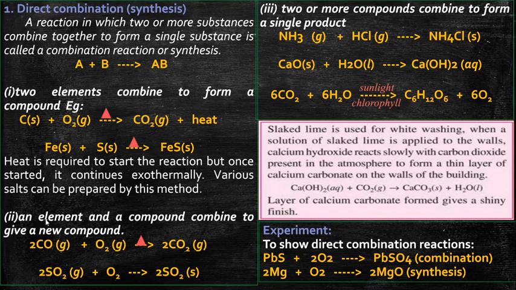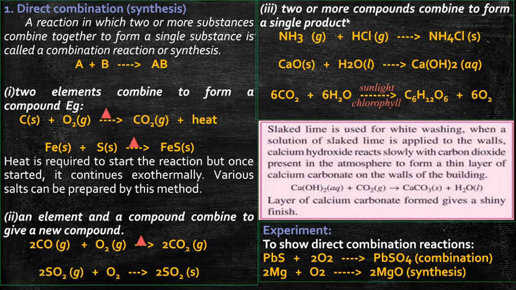The second category of direct combination is the combination of an element and a compound to give a new compound. Here the example is carbon monoxide. Carbon monoxide reacts with oxygen to form carbon dioxide, and these two are brought to heat. Here carbon monoxide is a compound and oxygen is an element. Similarly, sulfur dioxide is a compound and oxygen is an element. When they come into contact, it produces sulfur trioxide, SO3.